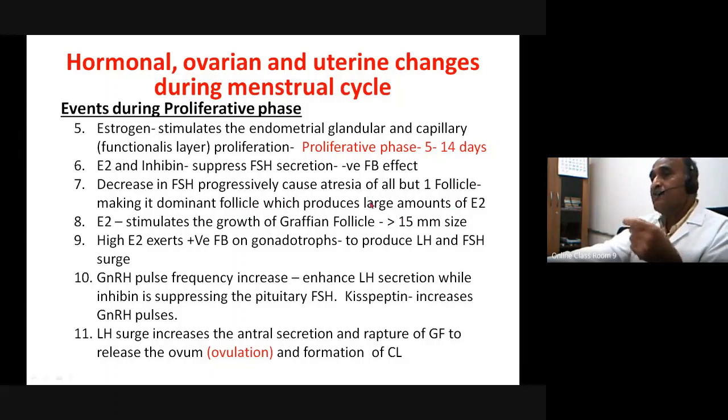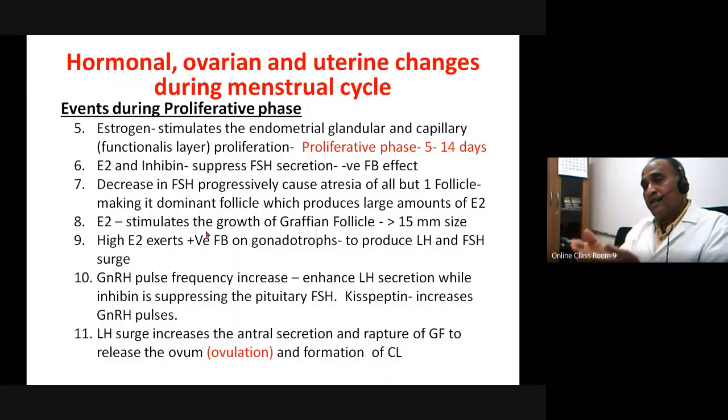Now this dominant follicle becomes quite large and secretes a large amount of estrogen. And now this estrogen will have a positive feedback. It stimulates the growth of the follicle, and more and more FSH comes up, and more estrogen is produced. It becomes a large follicle. A large follicle may be 15 to 40 millimeters in size.